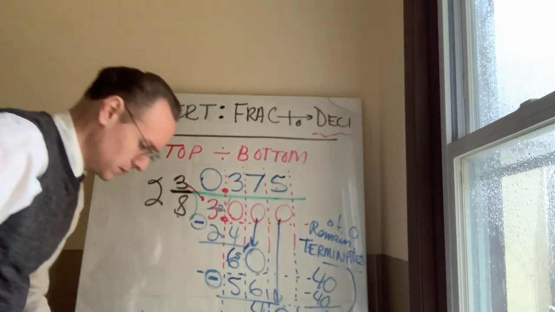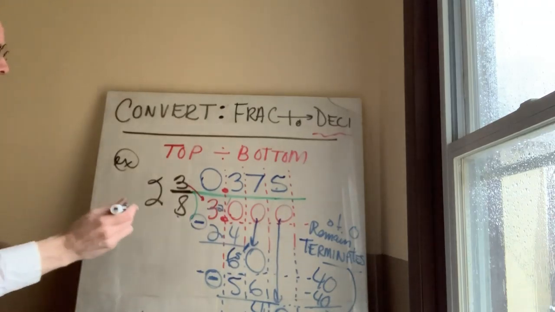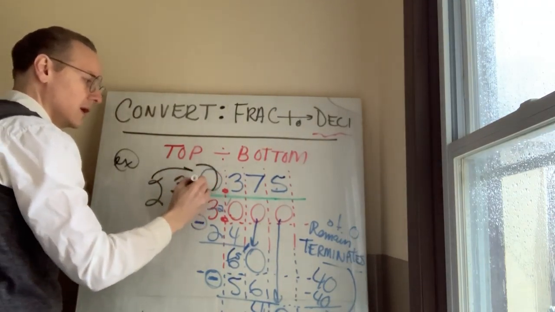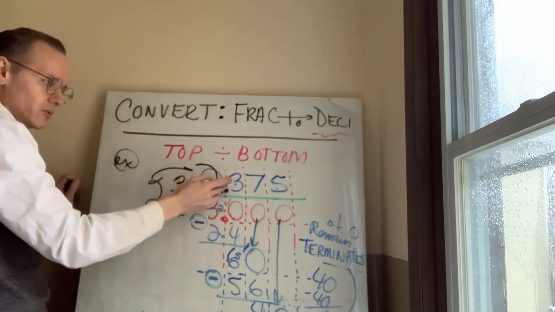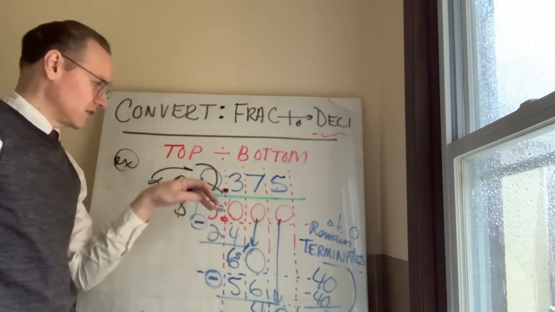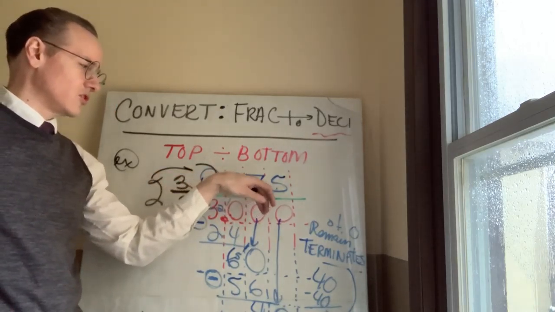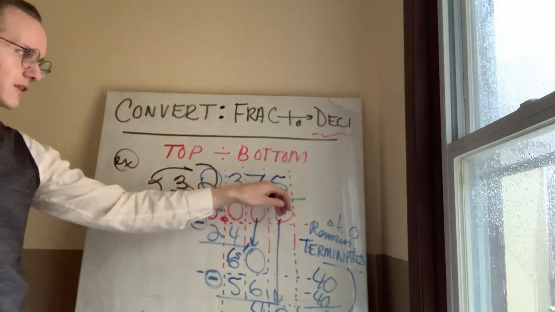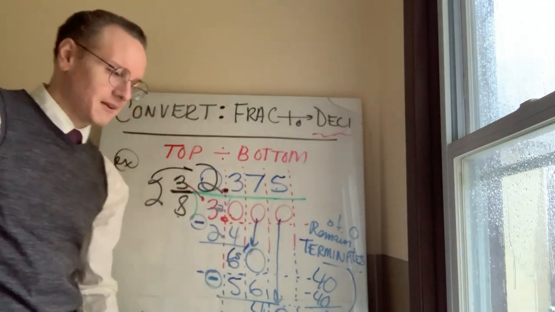So therefore, if you wanted to convert this mixed number, you would just simply put the 2 here, and it becomes 2.375. Or if you want to get really fancy, you can say 2 and 375 thousandths. Yay.